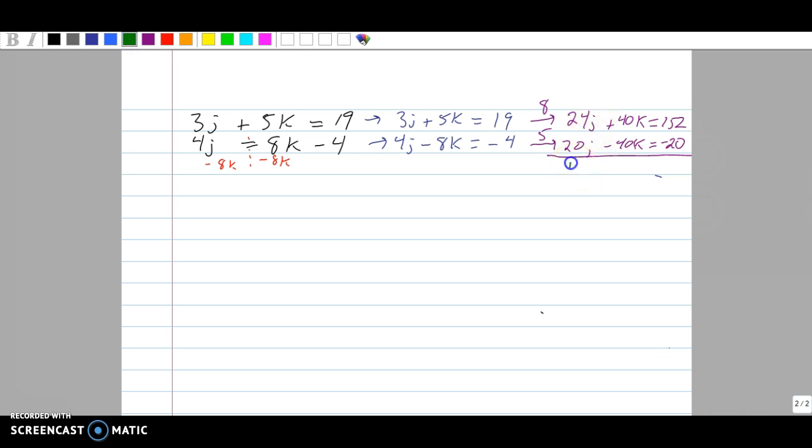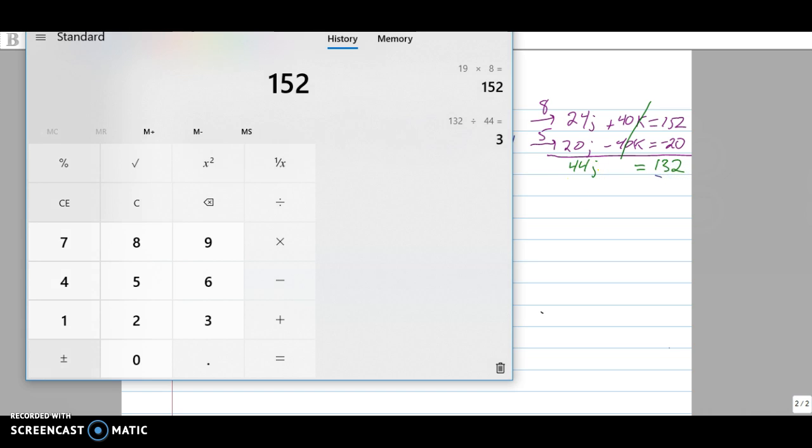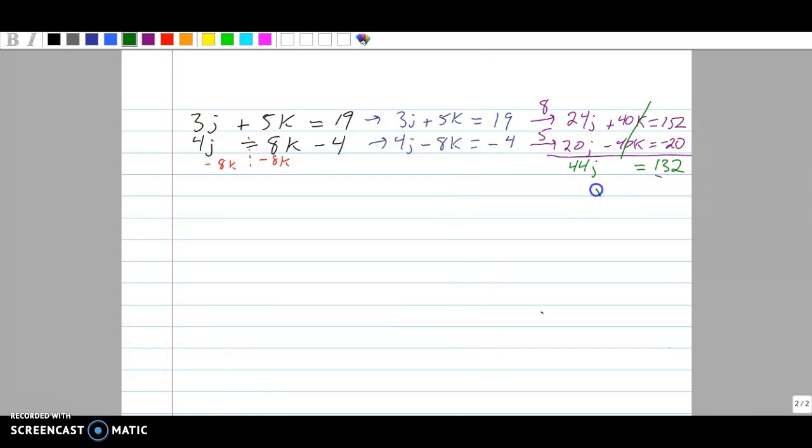Excuse me, we get 44j. The k's cancel in this case. Equals 132. I'm going to divide by 44 on both sides. Man, I don't know. It's 132 divided by 44. Three. Hey, that worked out nice. J is equal to 3. Great. J is 3. So what? Now I got to find K. So I'm going to go back to one of these. Does it matter which? No.